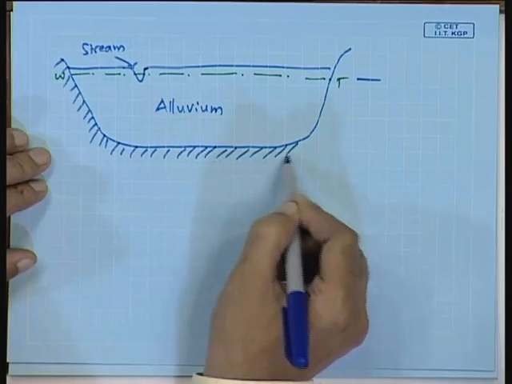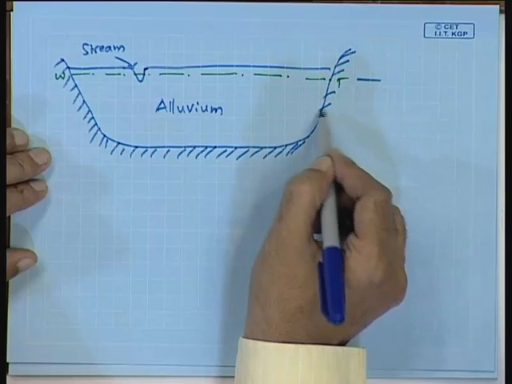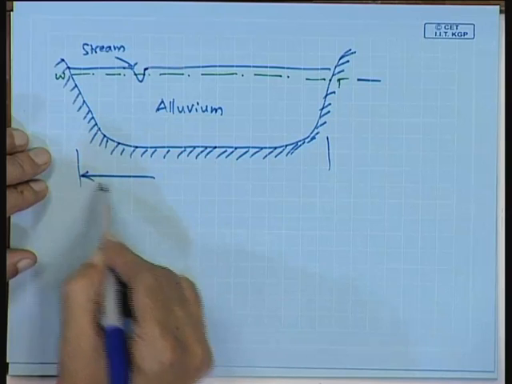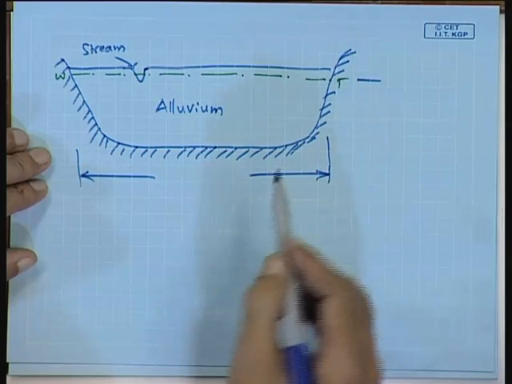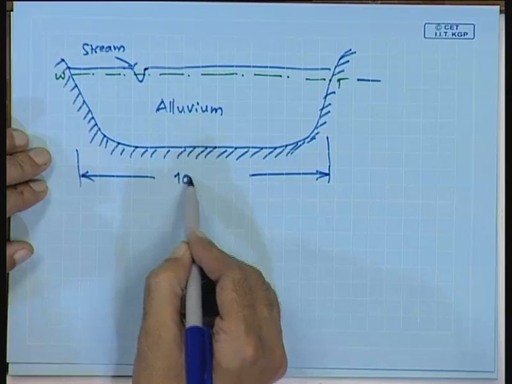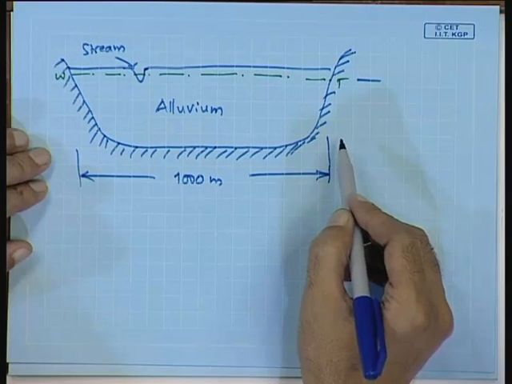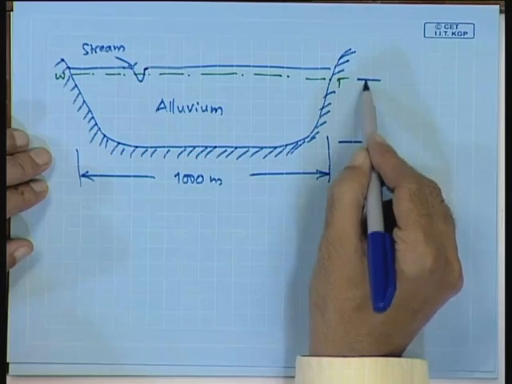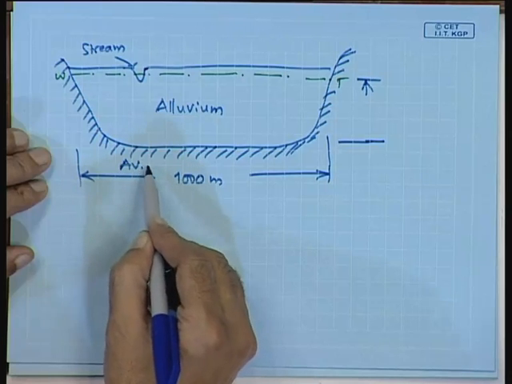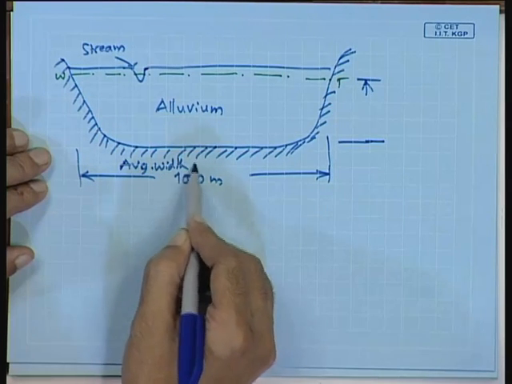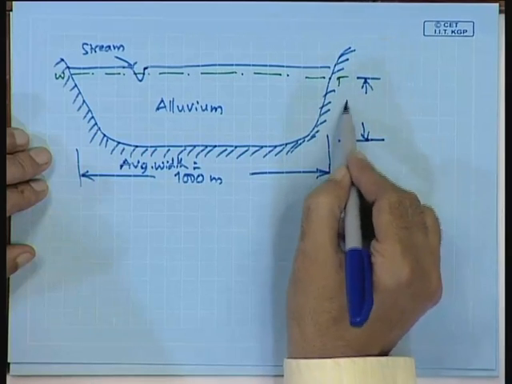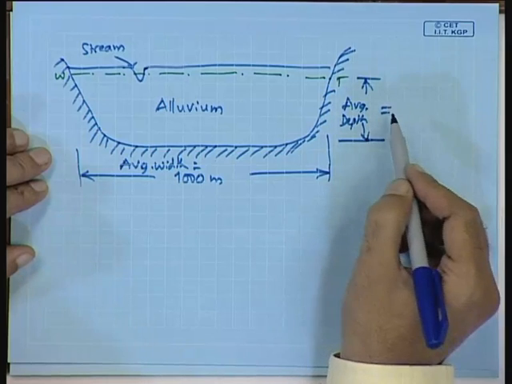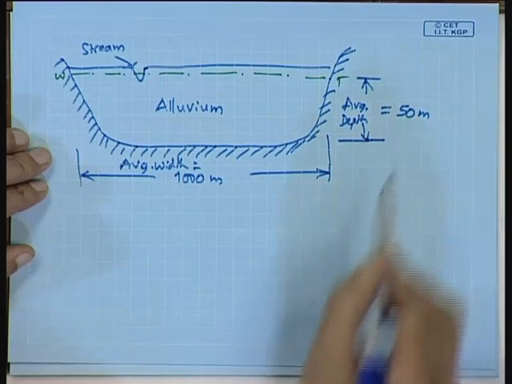Which is essentially an aquifer, and say, let us say the width of this alluvium is something of the order of say 1000 meters, and the average depth of this alluvium, so this is the average width. And the average depth, say that is of the order of something like 50 meters.